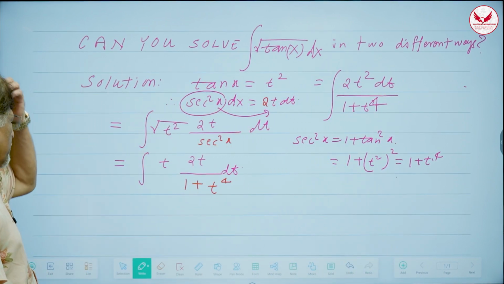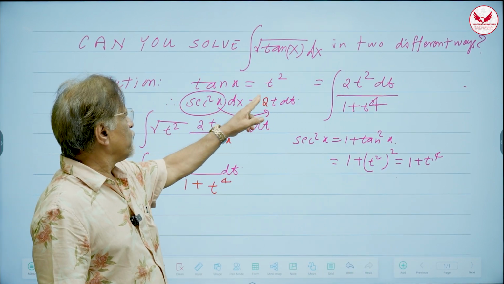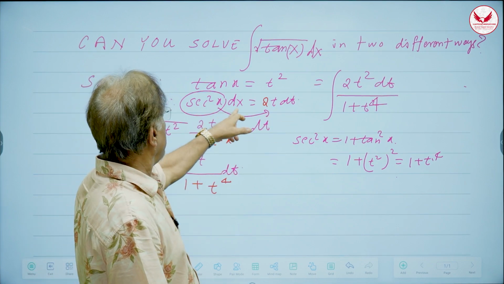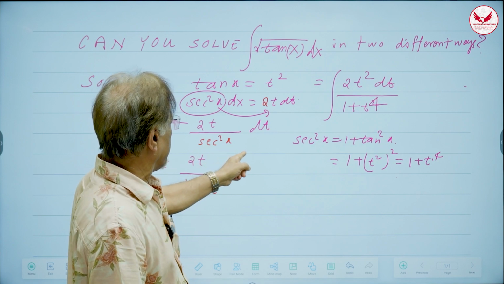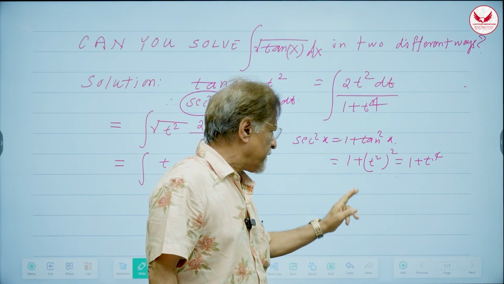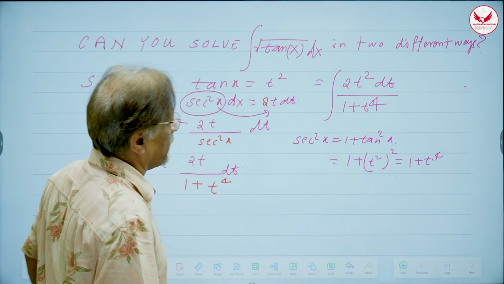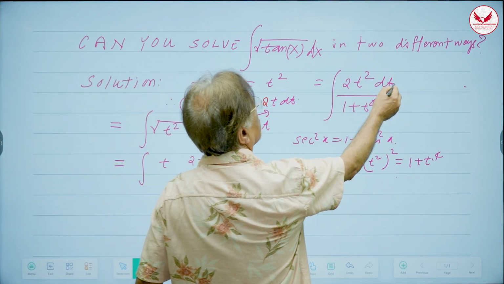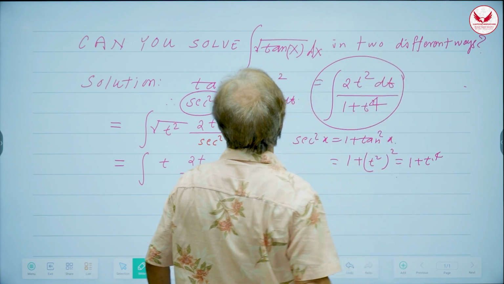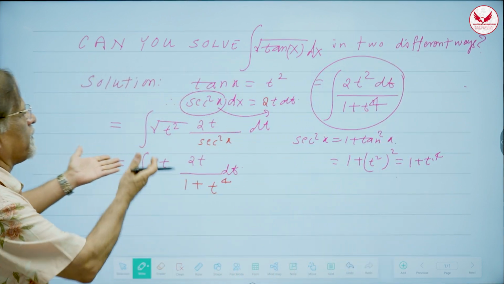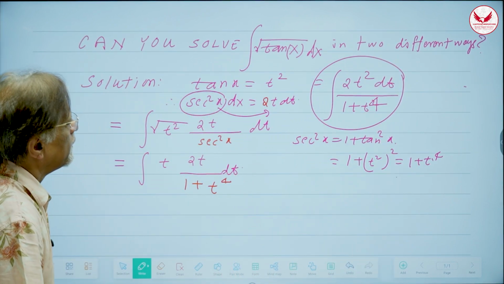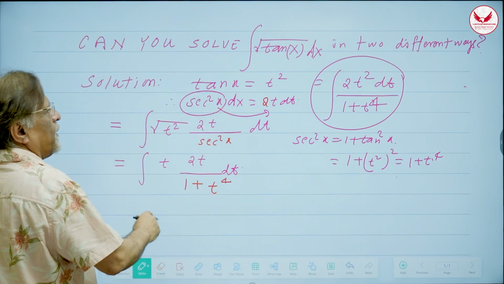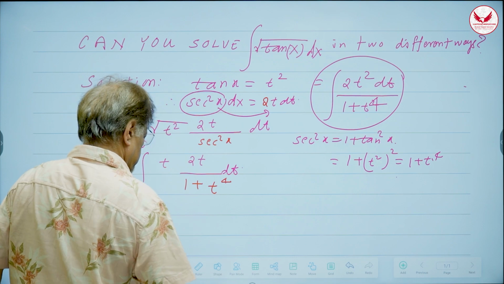Is that understood? I'll repeat again. Tan x is t square. So sec square x dx is 2t dt. Therefore dx is 2t upon sec square x. But sec square x is 1 plus tan square x. Therefore 1 plus t square, whole squared, is equal to 1 plus t raised to 4. Now this is our problem. So we have transformed this problem into this problem. If we can solve this problem, our job is done, provided we resubstitute again at the end of the solution. So I'm going to remove this part of the problem now.